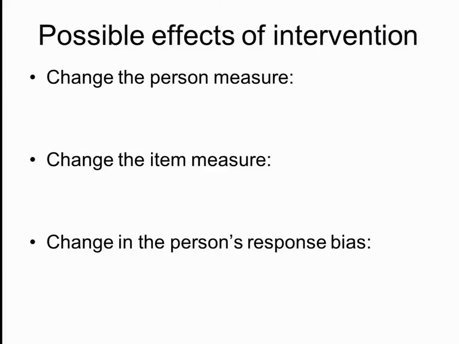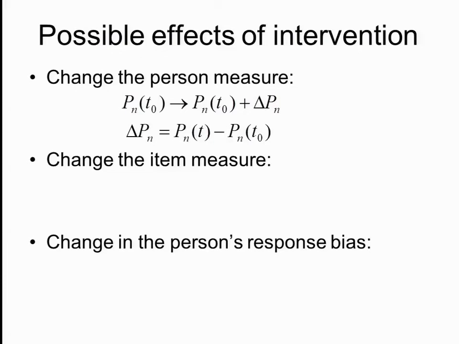Okay, now what about intervention? What's actually happening? Well, one thing that can happen as a result of intervention is we can change the person measure. So the person measure at time t0, which would be baseline, gets changed by some amount. Delta, the Greek letter delta, means change. So this is just change in the person measure. It goes from the baseline value to the baseline value plus or minus some change. The delta in this case is just the difference between the person measure at follow-up and the person measure at baseline.